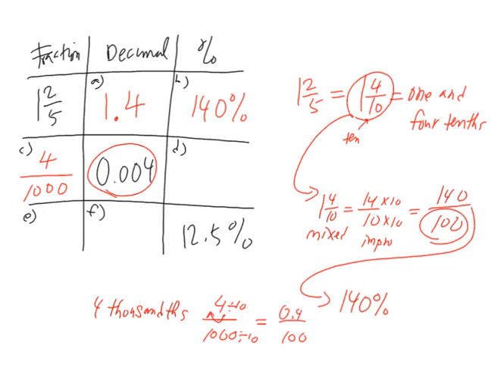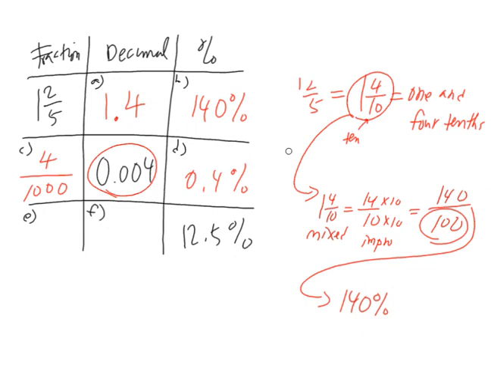And 0.4 out of 100 is 0.4%. A little bit less than half, right? So if you get 4 out of 1,000 on a test, not only did you do terrible, you didn't even get 0.5% right on the test. Okay.